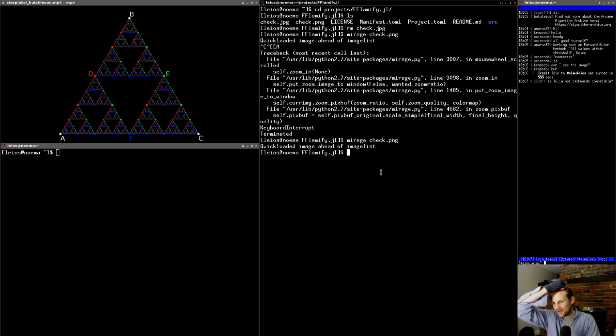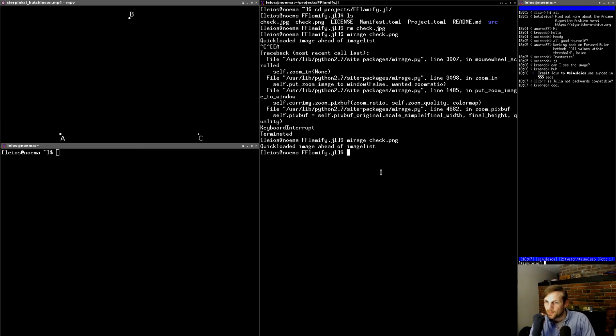It kind of broke. Is Julia... Wait, let me see here. Working back on forward Euler method, all values within a threshold. Nice. Yeah, thanks for doing that, by the way.